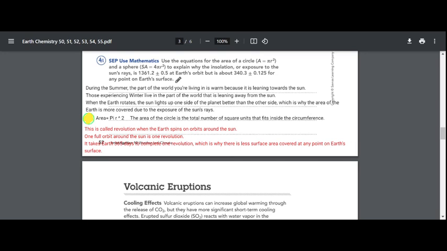When the Earth orbits around the sun, that's called revolution. One full orbit around the sun is one revolution, and it takes about 365 days to complete one revolution, which is why there is less surface area covered at any point on Earth's surface.